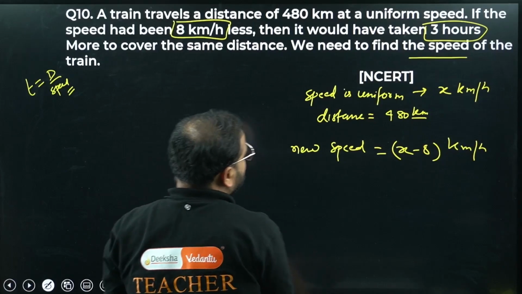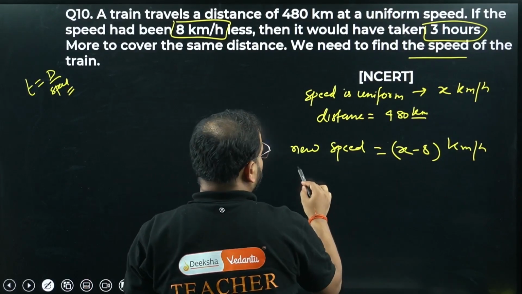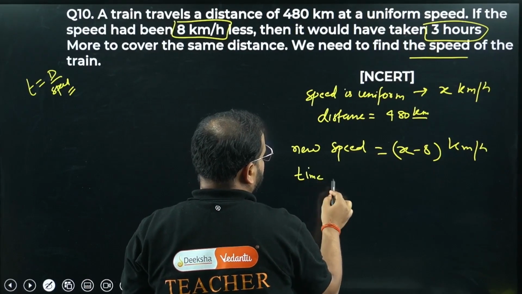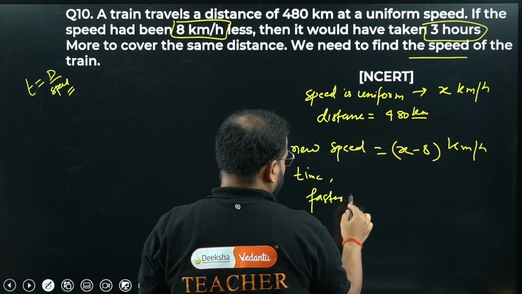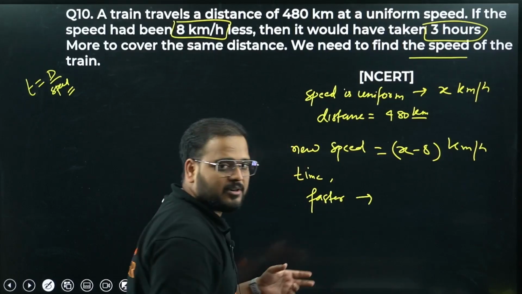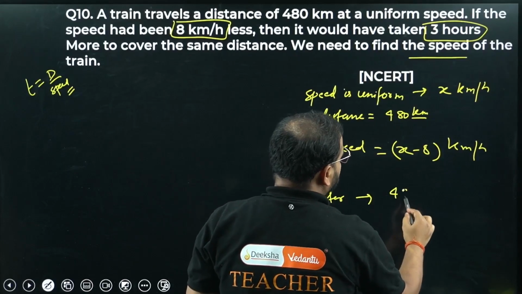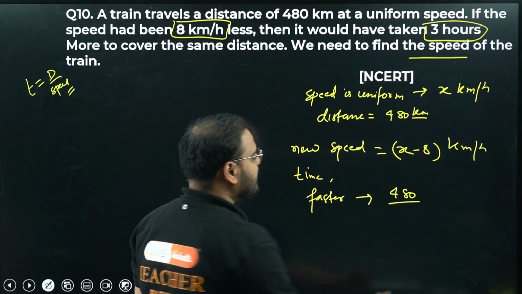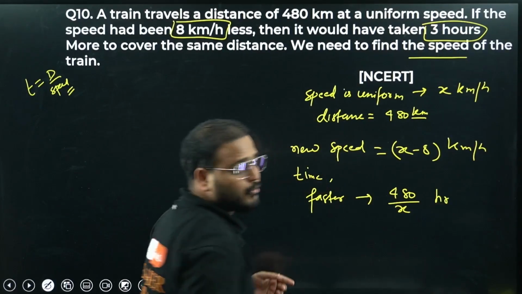Okay, so what's the distance? Tell me, first of all, where will it be more time? In this case, if I write the time, when I'm going faster, what's the time? When the train is going faster, it's going to be 480, the total distance, by the speed x. This is going to be number of hours only, okay?